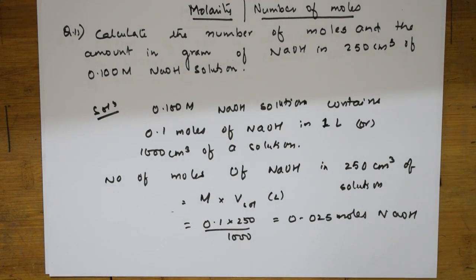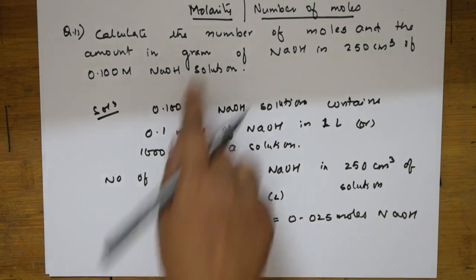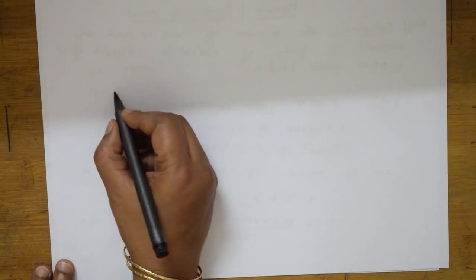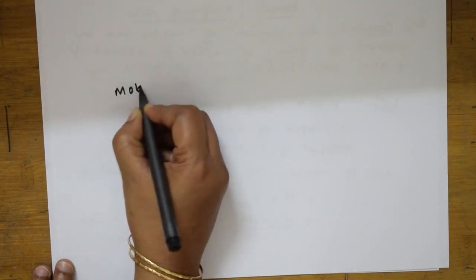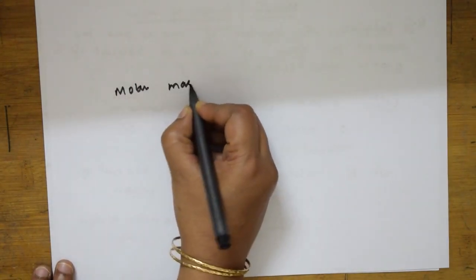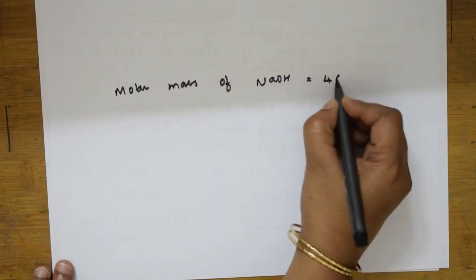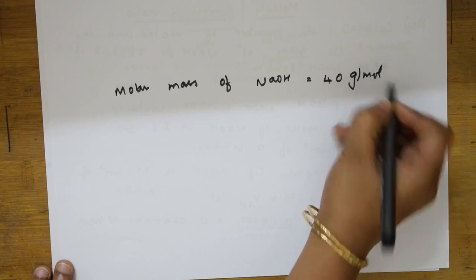Right. What should I find? I need to find this one also, isn't it? They've asked me to calculate the amount in grams also. There's one more thing which I need to find. So when I have to calculate the amount in grams, first of all, the molar mass of sodium hydroxide. The molar mass of sodium hydroxide is equal to 40 gram per mole.